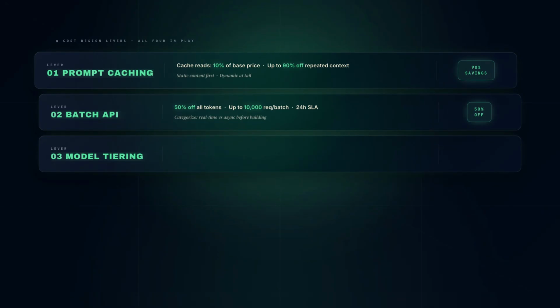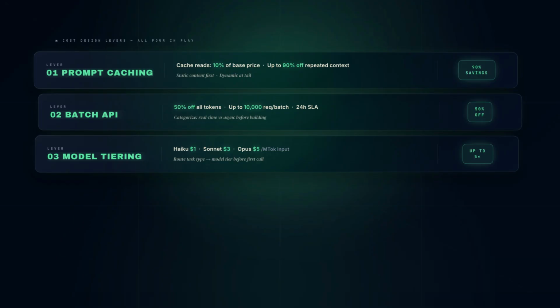Lever 3, model tiering. Haiku at $1 versus Opus at 5, a 5 times difference in input cost. Identical quality on non-reasoning tasks. The design decision: define which task types in your pipeline need Opus, which need Sonnet, and which Haiku handles, and build the routing function before you route anything.